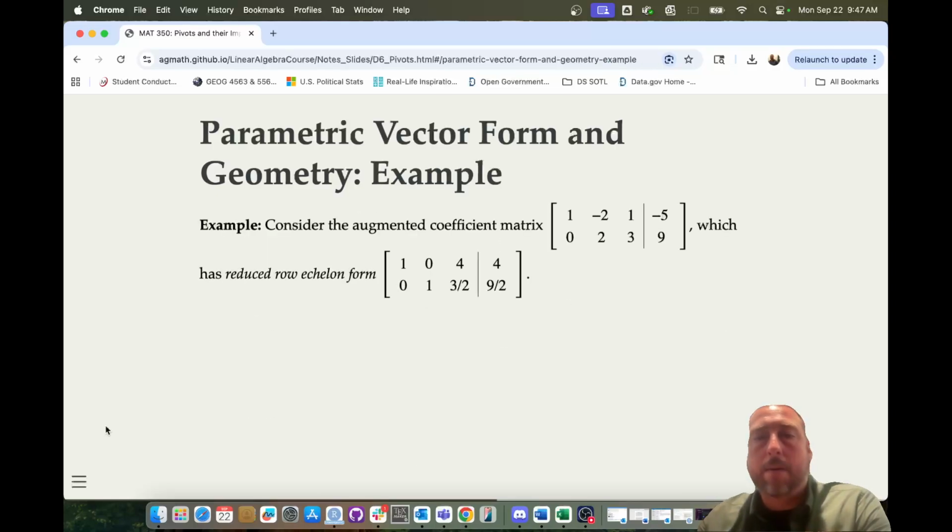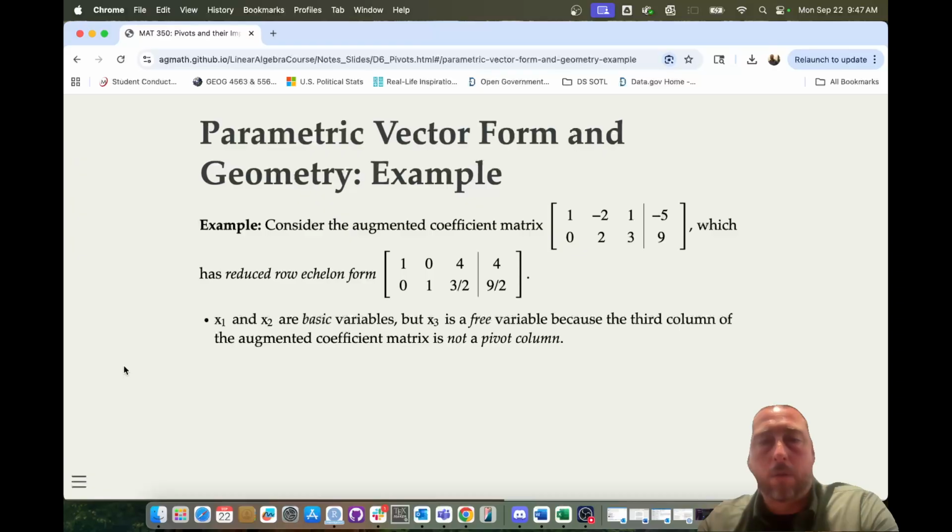Yeah, it looks like that one. And I'm telling you that this augmented coefficient matrix has this particular reduced row echelon form. So we've done some row reduction here to obtain the form of this vector. What we've seen previously is that we can read the solutions off of this reduced row echelon form.